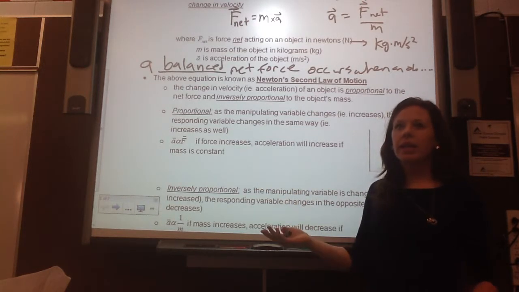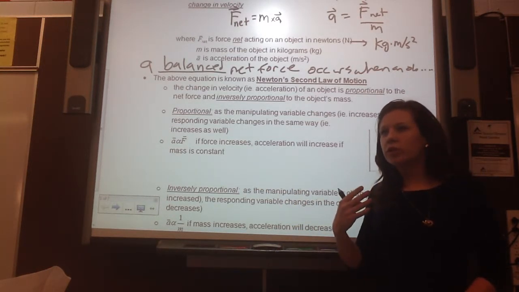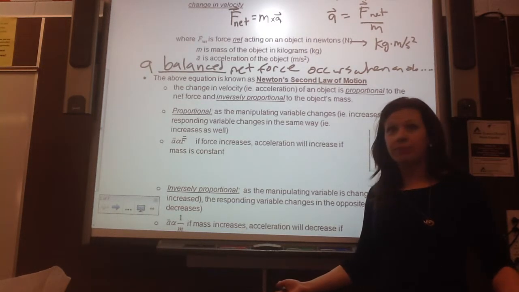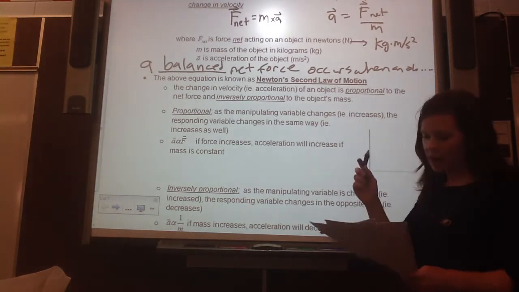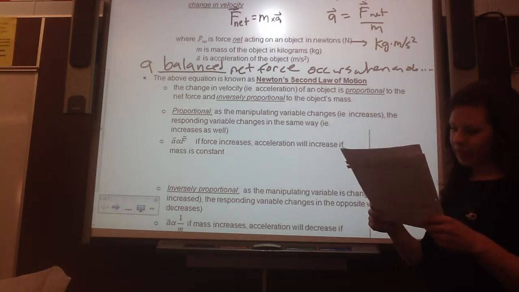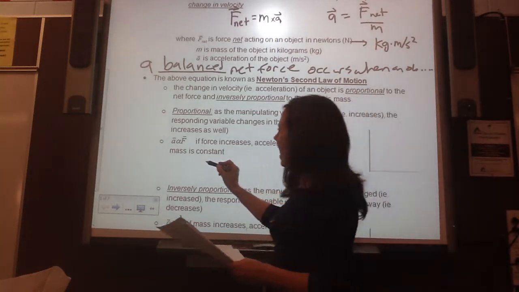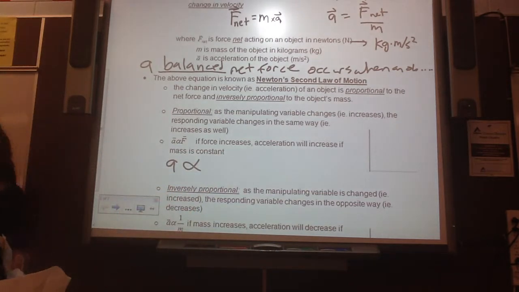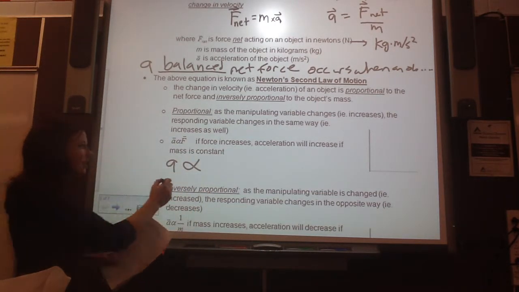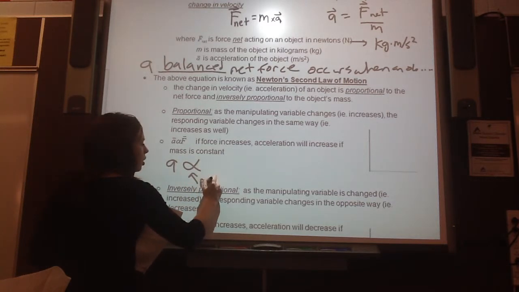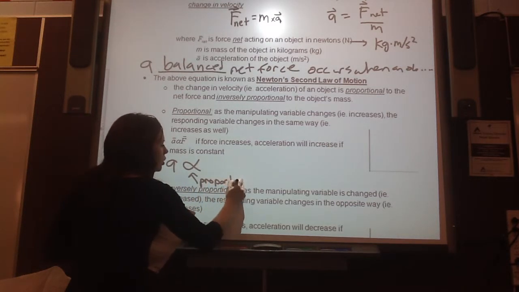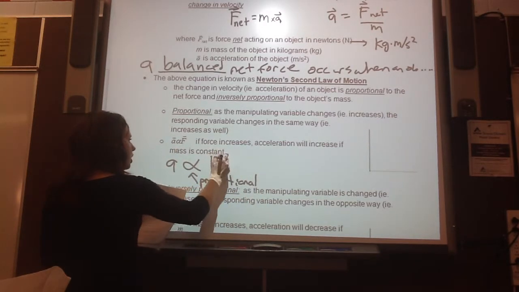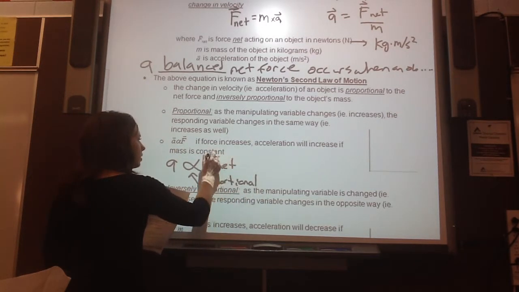It's like eating food. The more food you eat, the more full you get. That's proportional. What sign is in between A and F? A, this symbol means proportional. So A is proportional to F net.